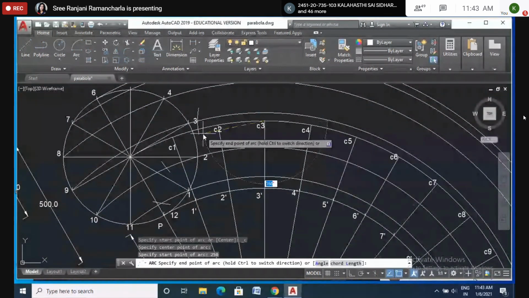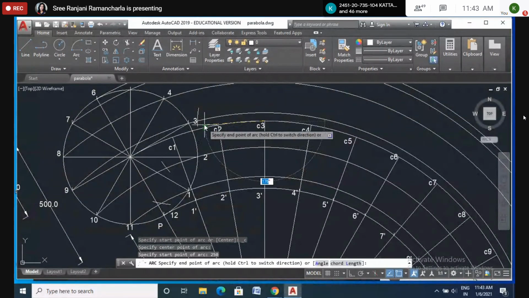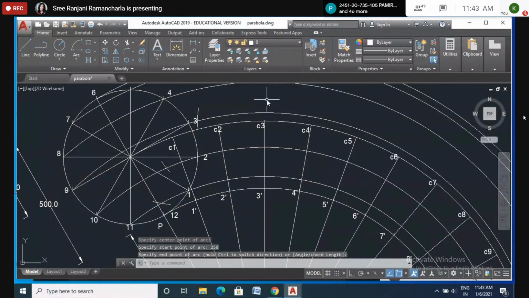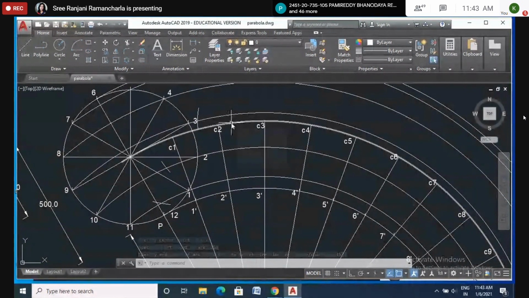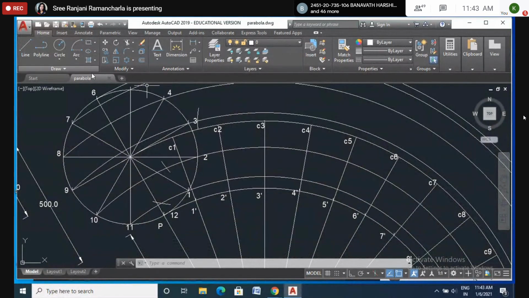So like this. Be careful which line you are cutting, not this one. This is the center line. So this one you have to cut. Many of you students will get confused between these two lines. Don't confuse this one. Okay. Now C4 as a radius.